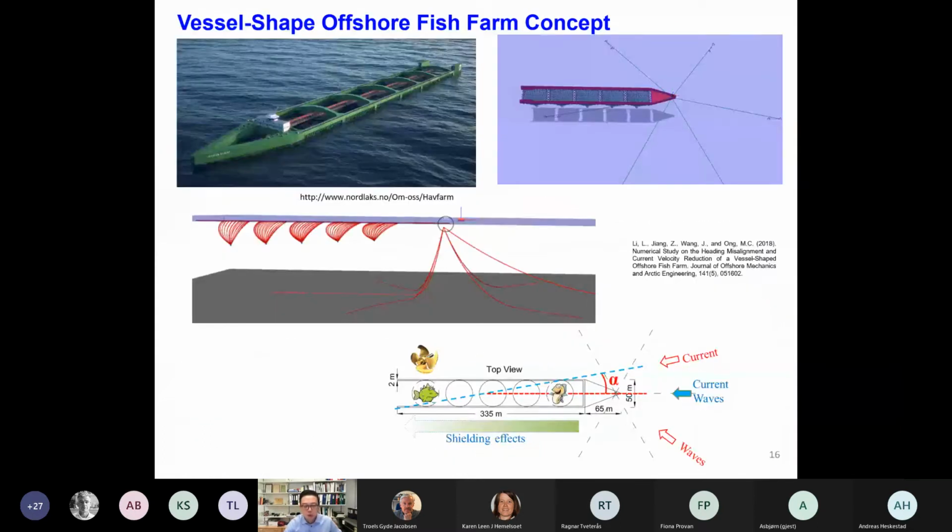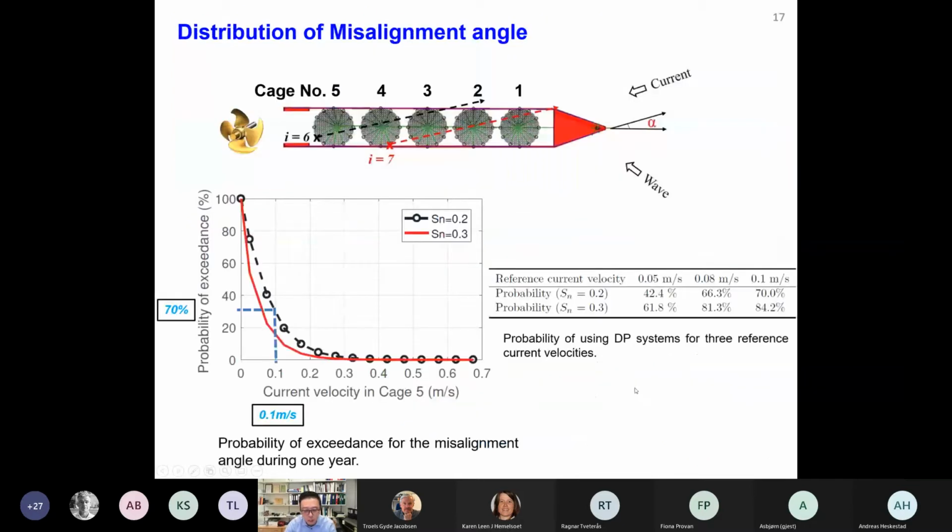And we can use the code to do the large fish cage. We have been studying this misalignment angle because you have the half farm concept. This is the original one. We use this one as an example. Then we study how the shielding effect works. So we study the misalignment angle and do a lot of environment conditions with different solidity ratios, the cage solidity ratio, and see what is the condition where we need to use the DP to have a misalignment so that we can have a good flow inside the cage.